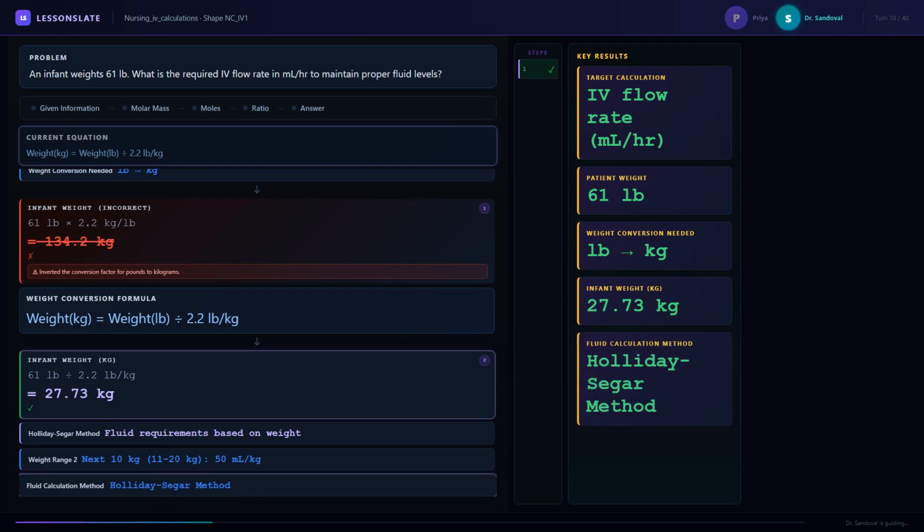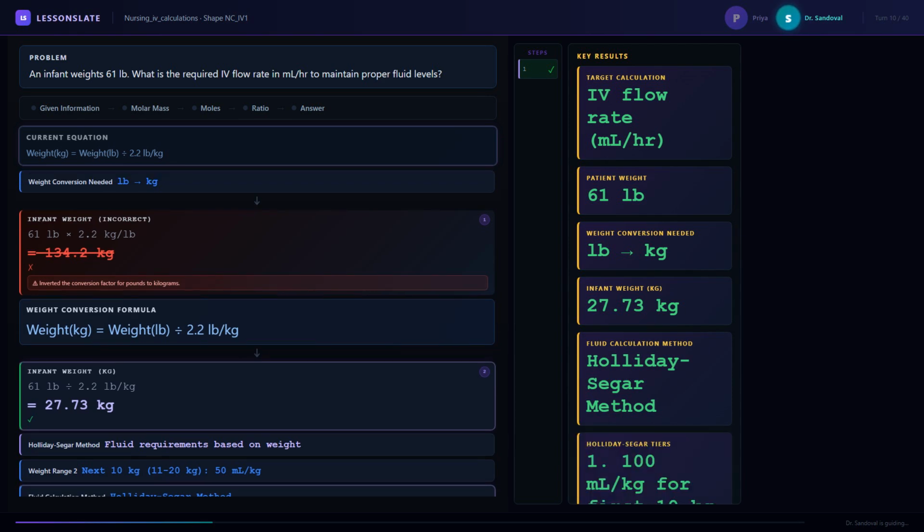You're absolutely right, Priya. The Holliday-Segar method is exactly what we use for calculating daily fluid maintenance in infants and children. You've correctly recalled the first two tiers, 100 milliliters per kilogram for the first 10 kilograms and 50 milliliters per kilogram for the next 10 kilograms. And yes, for any weight above 20 kilograms, it's 20 milliliters per kilogram. Now that you have the full method, how would you calculate the total daily fluid requirement for our 27.73 kilogram infant?